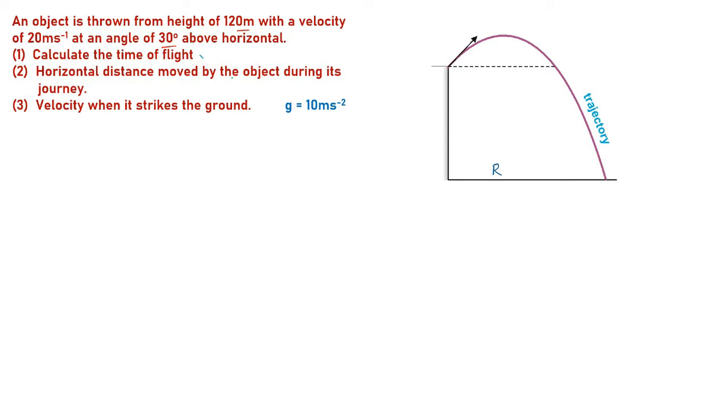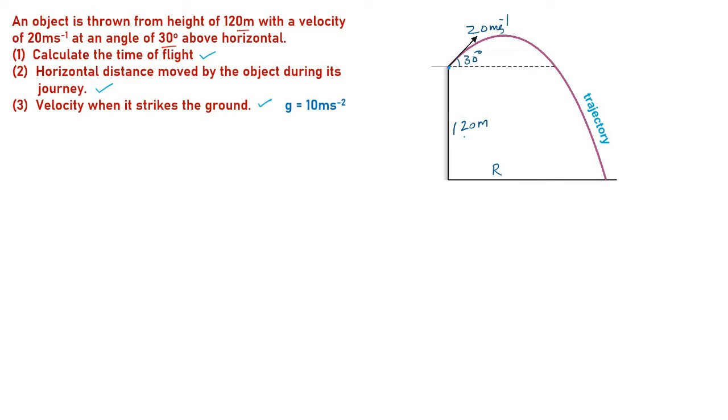Calculate the time of flight, horizontal distance moved by the object during its journey, and velocity when it strikes the ground. So three things we have to find out. This is the diagram for that. There is a projectile here, projected from this point, and it moves along this direction. So this is 120 meter, 20 meter per second, 30 degree.